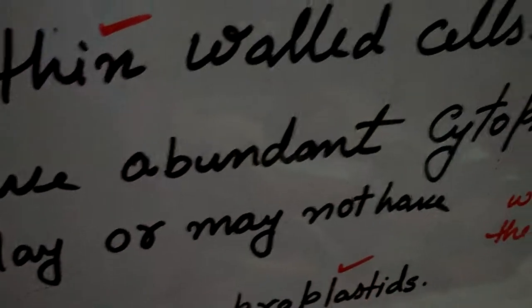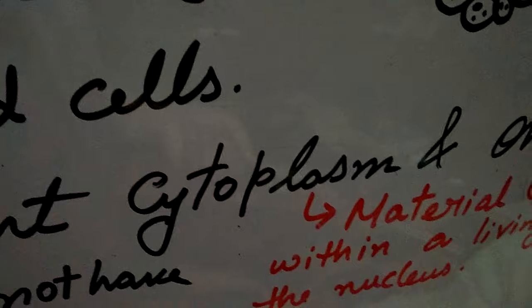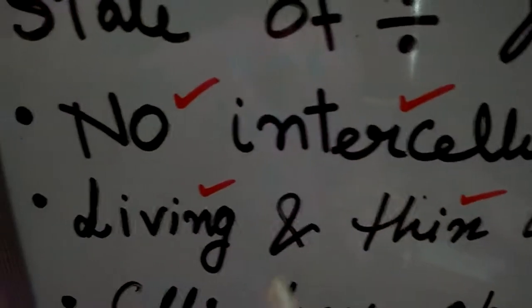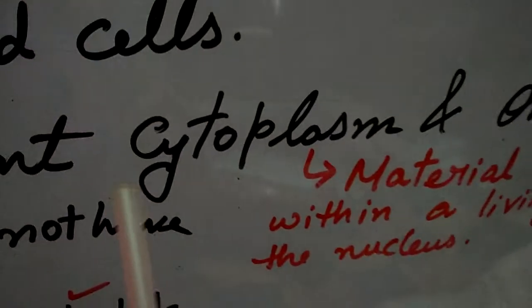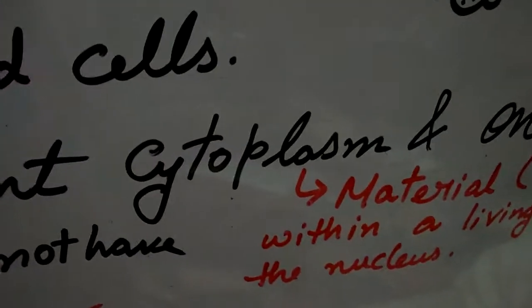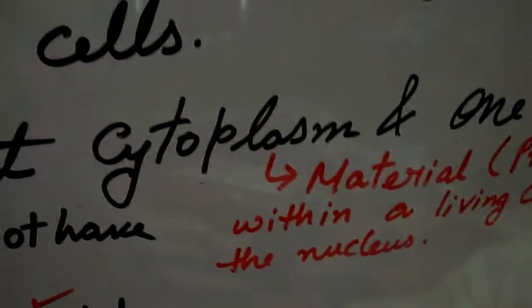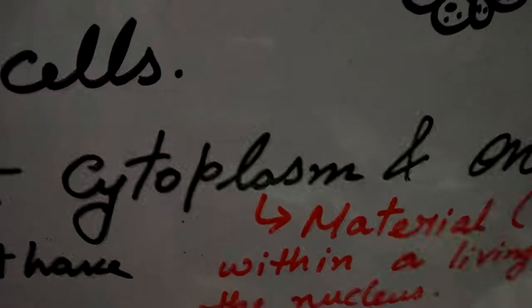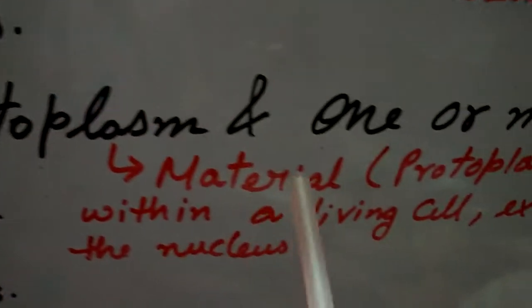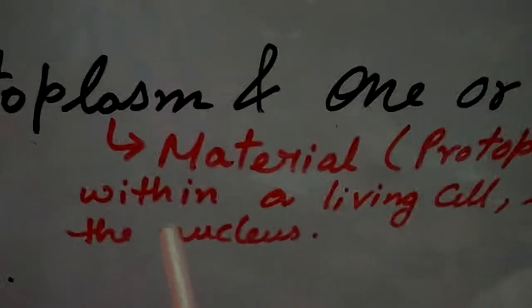So it doesn't matter how many nuclei there are, but a living cell should always have cytoplasm and nuclei. Cytoplasm is never present in dead cells. For example, in sclerenchyma you cannot find cytoplasm because sclerenchyma is a dead tissue or dead cell. So cytoplasm is a material or protoplasm within a living cell excluding the nucleus.